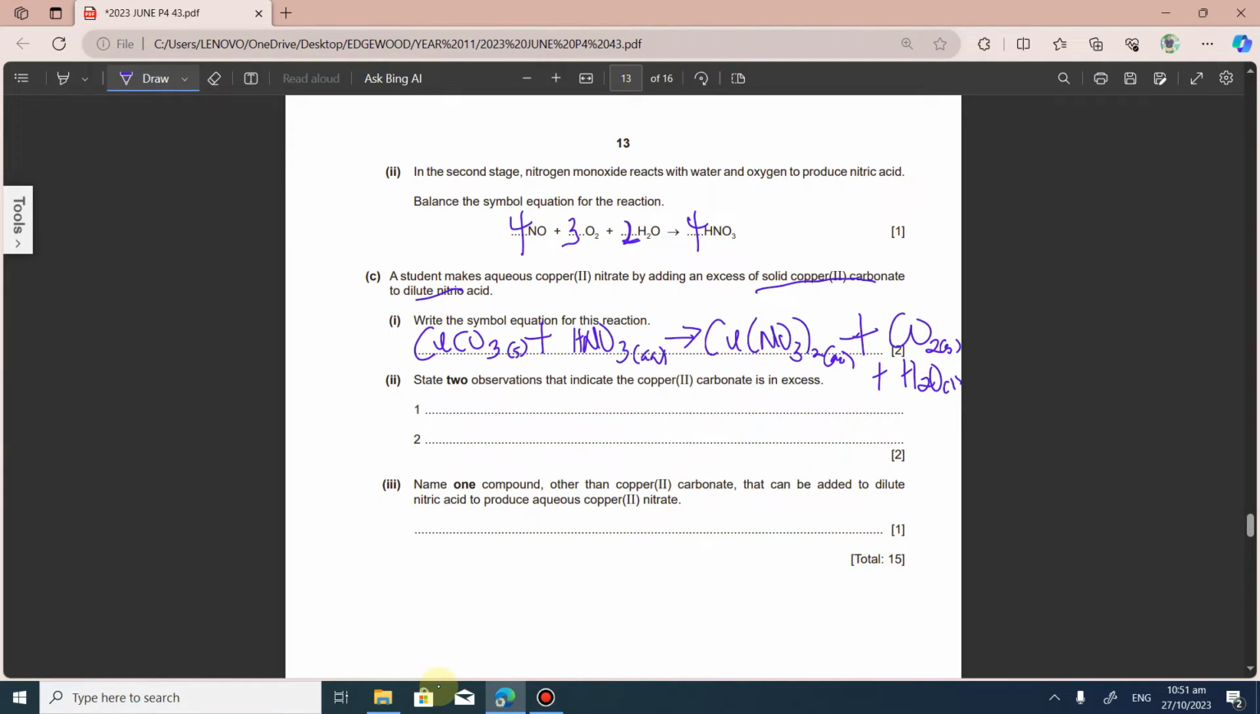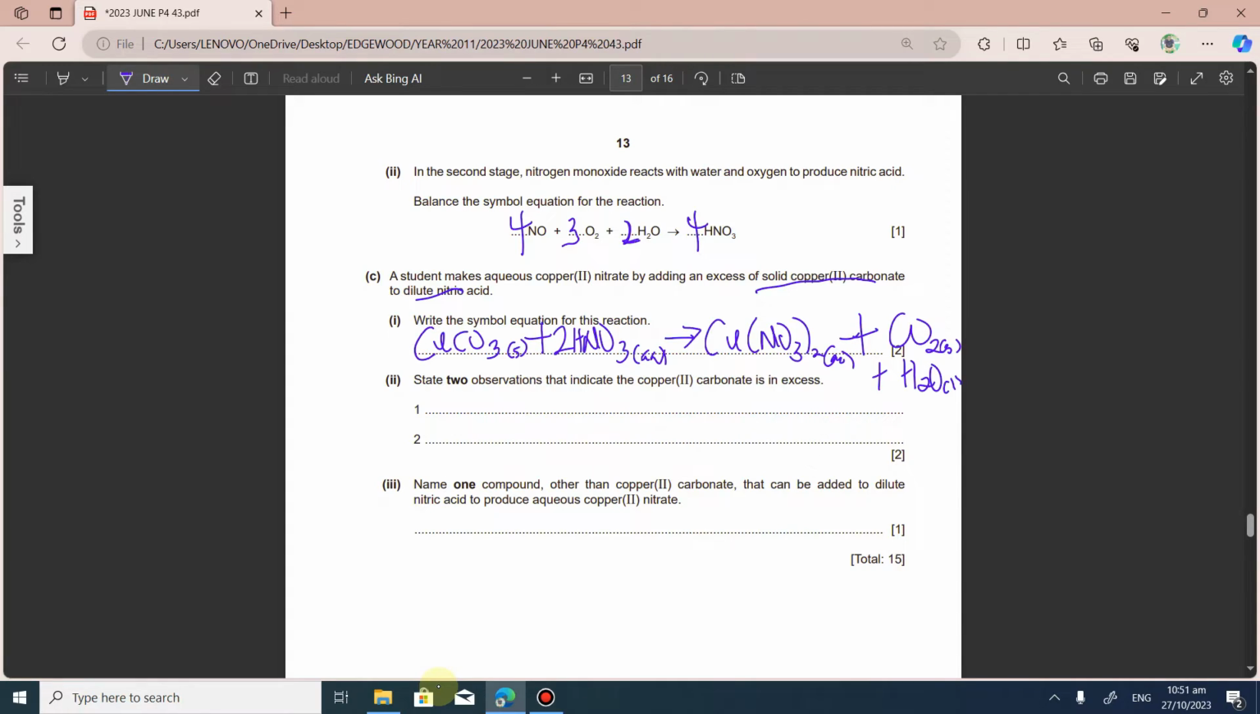Let's look at hydrogen. Hydrogen seems to be the one not balanced here. So hydrogen 2, so I put a 2 here. Okay, so 2 hydrogens, 2 nitrogens, 6 oxygen plus another 3 here, 9. So 6 plus 2, 8 plus 1, 9. So that's just balanced. Okay, so that's for that.